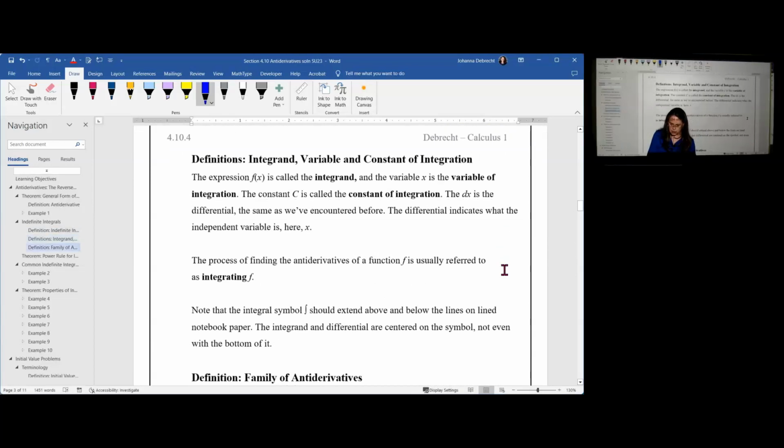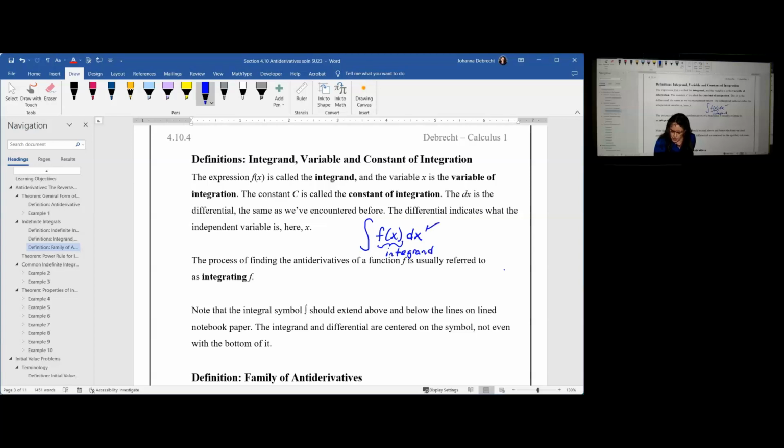Let's talk about the different parts of the notation. When we talk about the notation, remember that we have the symbol and we have the function we're trying to find the antiderivative of, written in the middle of the symbol, followed by the differential related to the independent variable. The function we're trying to take the antiderivative of, in this case f of x, is called the integrand.